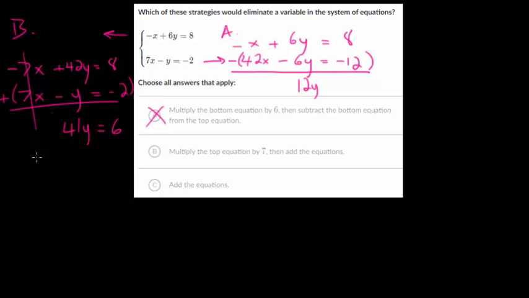And again, you can solve for y, and once you find y, you can plug it back into either equation to find the x value. So this one worked. But for C, if we just add the equations, like I mentioned in the beginning, the coefficients on x and y are not the same, and they're not opposites. So just adding the equations is not going to eliminate a variable. So for this problem, just choice B is the correct answer.